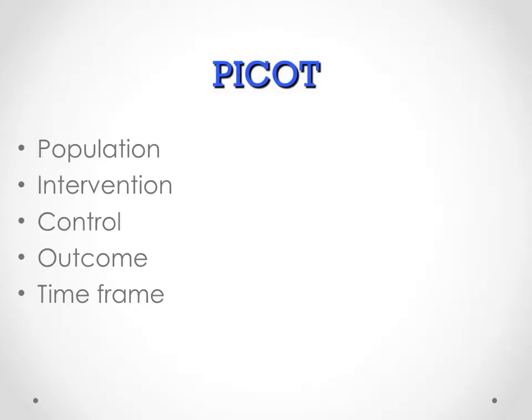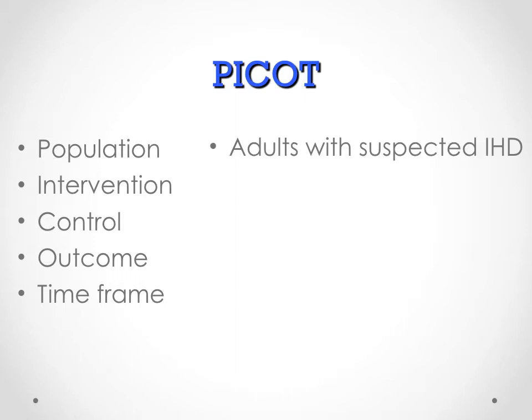So, PICOT stands for Population, Intervention, Control, Outcome and Time frame. So a population could be adults with suspected ischemic heart disease. Intervention, in the context of diagnostic papers, is generally the new test under question, for example, heart fatty acid binding protein. The control is normally the gold standard test that is in existence, so it could be troponin I.